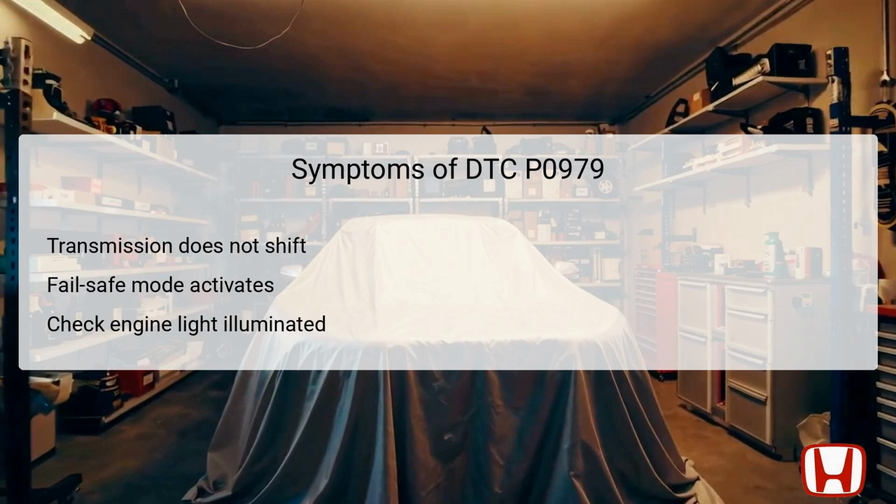One of the most immediate symptoms is that the transmission fails to shift into second or fifth gear due to the fail-safe mode being activated. This mode is a protective measure that limits the vehicle's functionality to prevent further damage. Additionally, the check engine light will illuminate on the dashboard, alerting the driver to a problem within the vehicle's system, requiring attention. These symptoms can lead to compromised drivability and, in some cases, excessive strain on the transmission components.